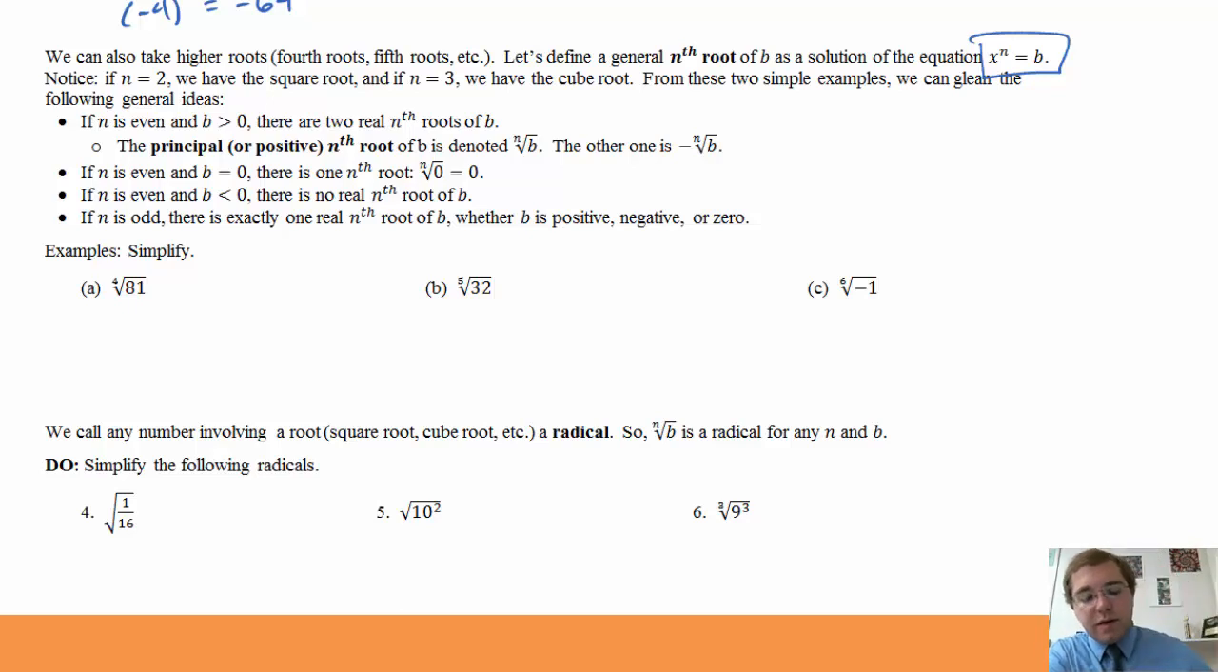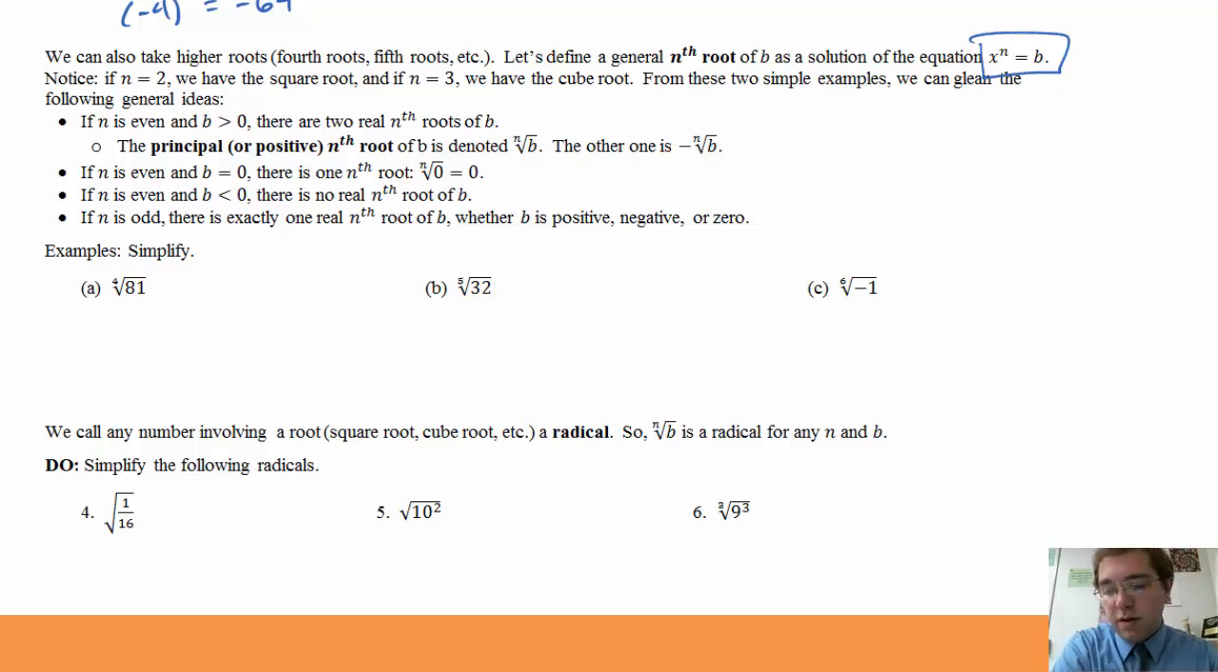If n is even and b is 0, there's one nth root, and that's 0. The nth root of 0 is always 0, because 0 times itself any number of times stays 0. If n is even and b is negative, there is no real nth root of b. Just like there are no real square roots of negative numbers. If n is odd, there is exactly one nth root of b, whether b is positive, negative, or 0, and we saw that when n was 3. We took cube roots. So let's simplify that.